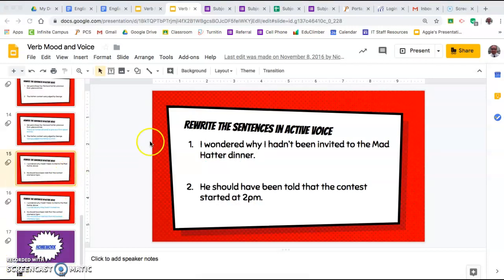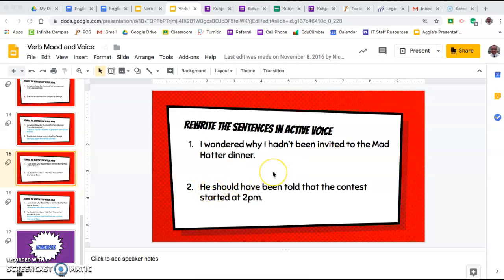Here are 2 more examples. So the first one says, I wondered why I hadn't been invited to the Mad Hatter dinner. Here it's I hadn't been invited. So we want to talk about who did the inviting, which would probably be the Mad Hatter, although it's not specifically mentioned in there. But you could change it to I wondered why the Mad Hatter didn't invite me to dinner, or didn't invite me to the Mad Hatter dinner. Or I wondered why nobody invited me to the Mad Hatter dinner. That would be a good way of altering it without giving any details that we don't know about.